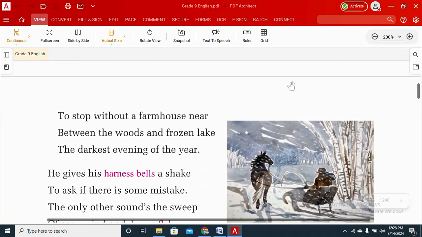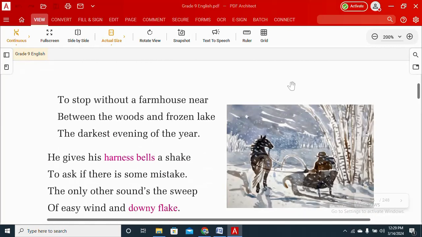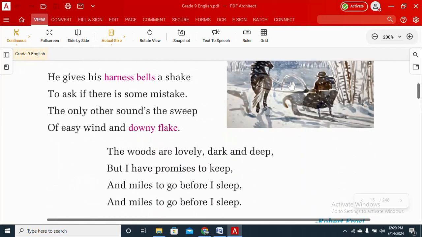There is no farmhouse nearby, and the owner and the horse are surrounded by the forest and frozen lake in the darkest evening of the year. So these lines indicate that the speaker is a humble person, a kind person, and they probably spend a lot of time together. Okay, so let's go to the third stanza.